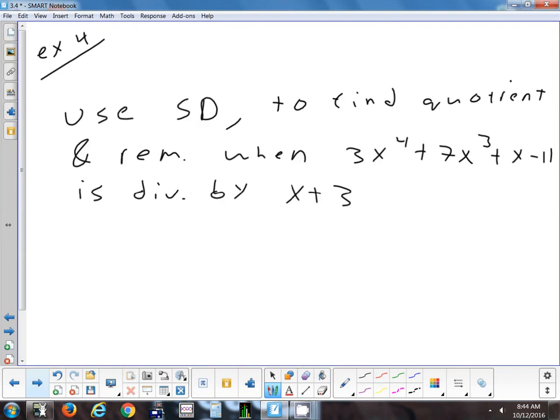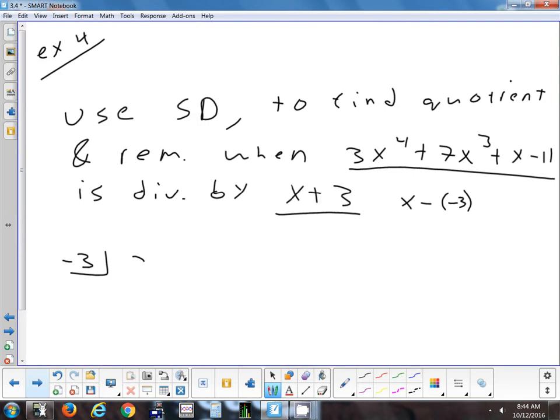This time, I want you to use synthetic division. That's what SD is, synthetic division, to find the quotient and the remainder when I divide this by that. So what number is going to go in that little bracket? Because you always have to put the number that's after the minus sign in the denominator. Think of x plus 3 as x minus -3.